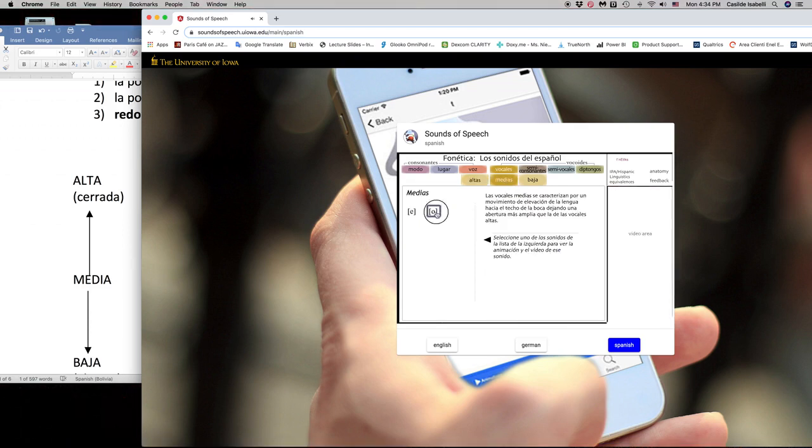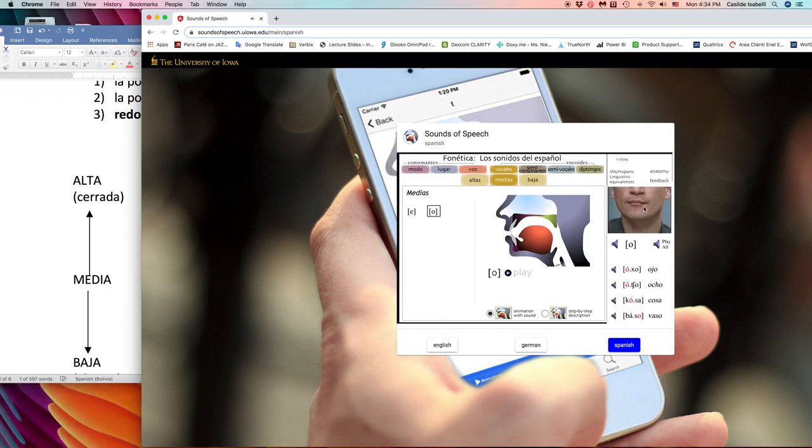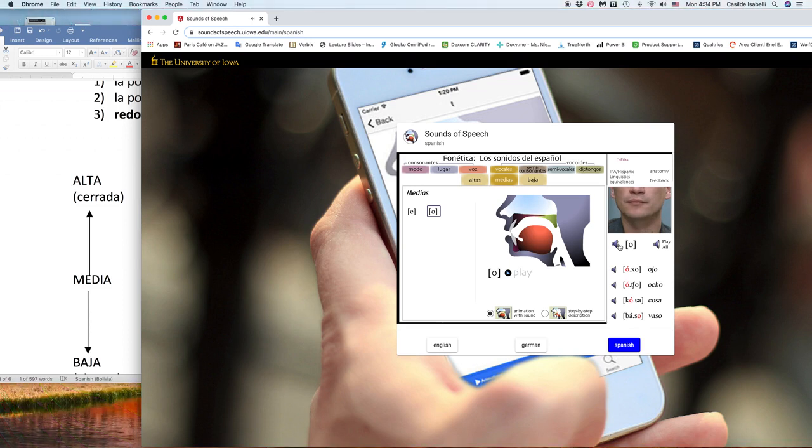If we look at the O, rounding of his lips, he really does it. Exaggerated, it seems like, but that's how you need to pronounce it or articulate it. Ojo. You can't say ojo, ojo, and keep your lips in neutral position. That's where we're going to hear your American articulation.